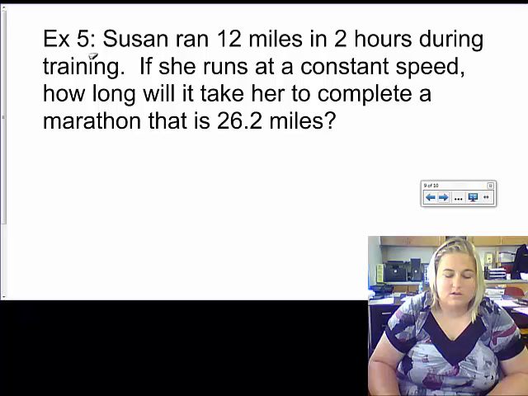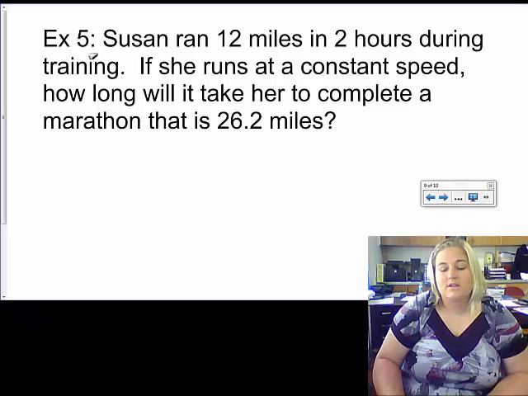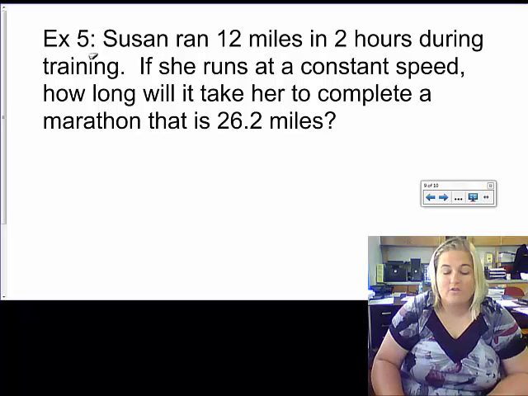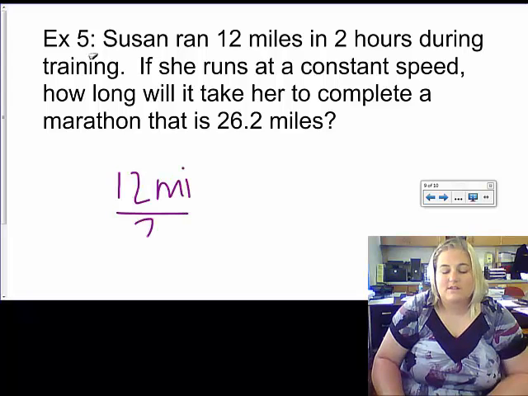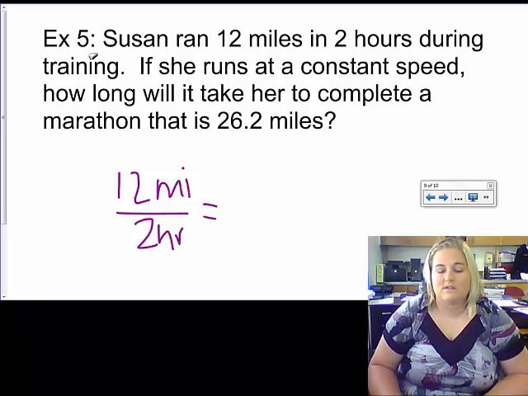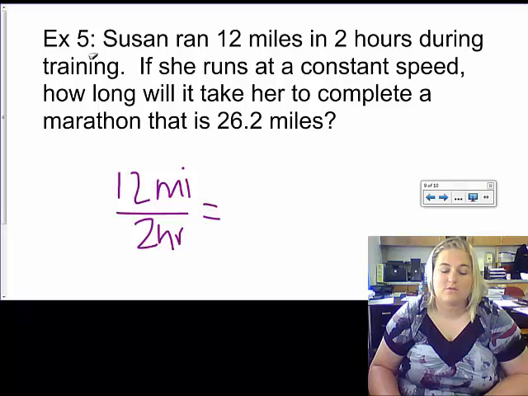Final example, Susan ran 12 miles in 2 hours during training. If she runs at a constant speed, how long will it take her to complete a marathon that is 26.2 miles? So I know that she can run 12 miles in 2 hours, and I want to know how long it's going to take her to run 26.2 miles.